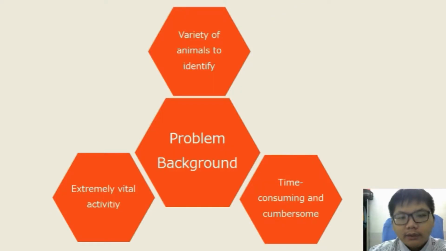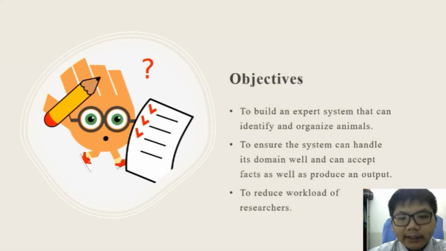The second thing is the problem background of our expert system, which is extremely related activity, a variety of animals to identify, and time consuming and cumbersome. So we want to build an expert system that can identify and organize animals and ensure that the system can handle domains well, accept facts, and produce output. And the last thing is we want to reduce the workload of research.